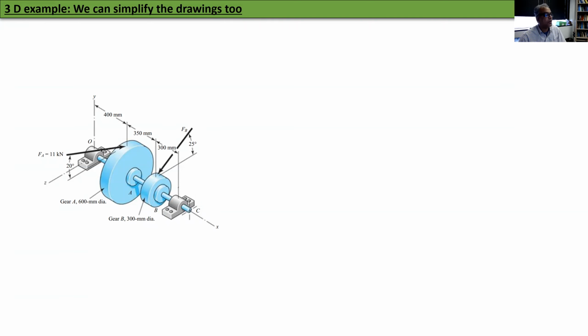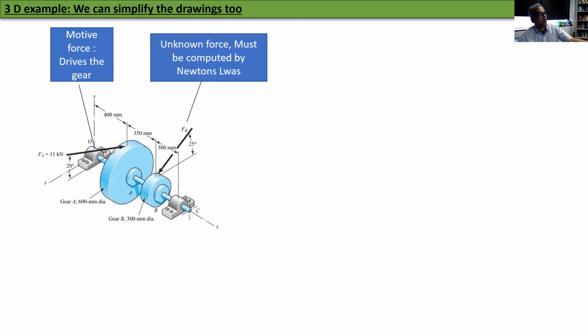Okay, so now I'm going to draw. So that's the motive force. That's what drives the gear. That's the force that reaches the gear from the other one. It's a kind of constraint force. There are 2 other constraint forces also, so we will draw all of them.